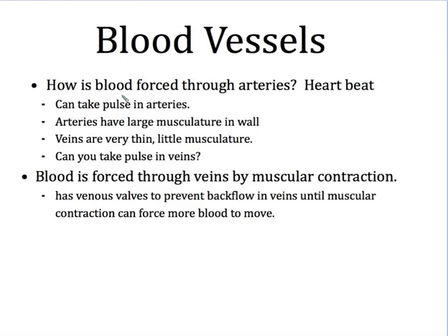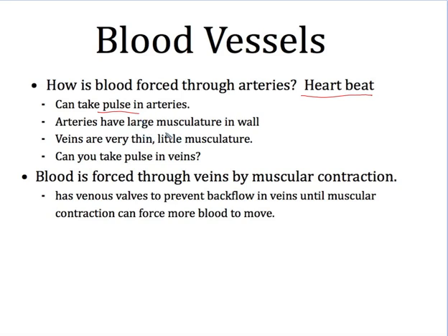Okay, so when we talk about blood being forced through the arteries, we're talking about your heartbeat, because remember, arteries take blood away from the heart. Every time your heart contracts, your ventricles contract, they push this blood through the arteries and force it through your body. And so these are the vessels we use to take a pulse. We take a pulse from your arteries because they move blood based on this heartbeat.